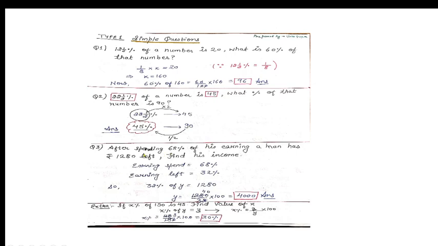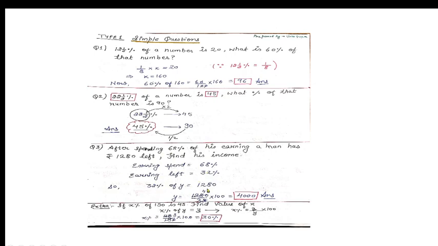After spending 68% of his earning, a man has rupees 1280 left. Find his income. Here, one value, the percentage, is given for what he has spent, and the number is given for what he has left. So we have to change these to the same kind of values. So we change the percentage to the remaining one. Like earning spent is 68%, so earning left is 32%.